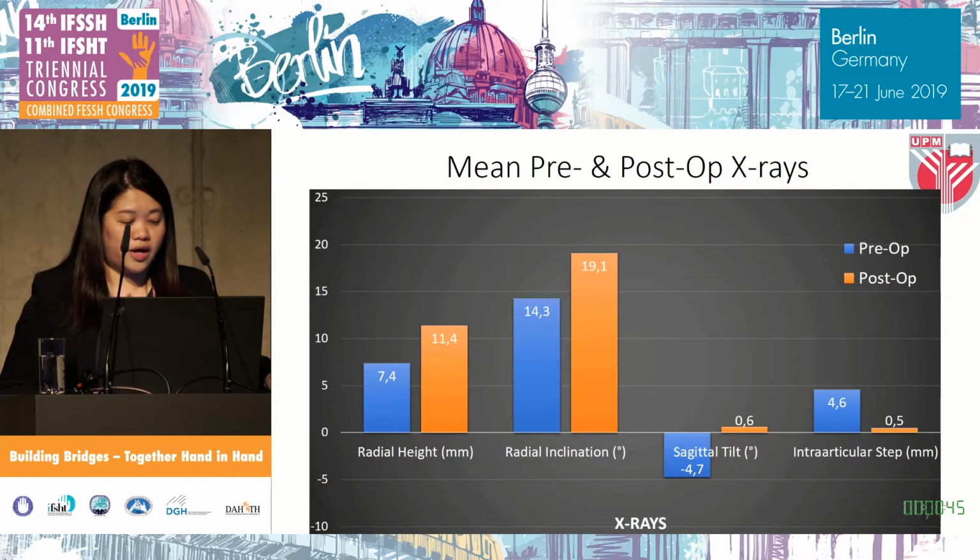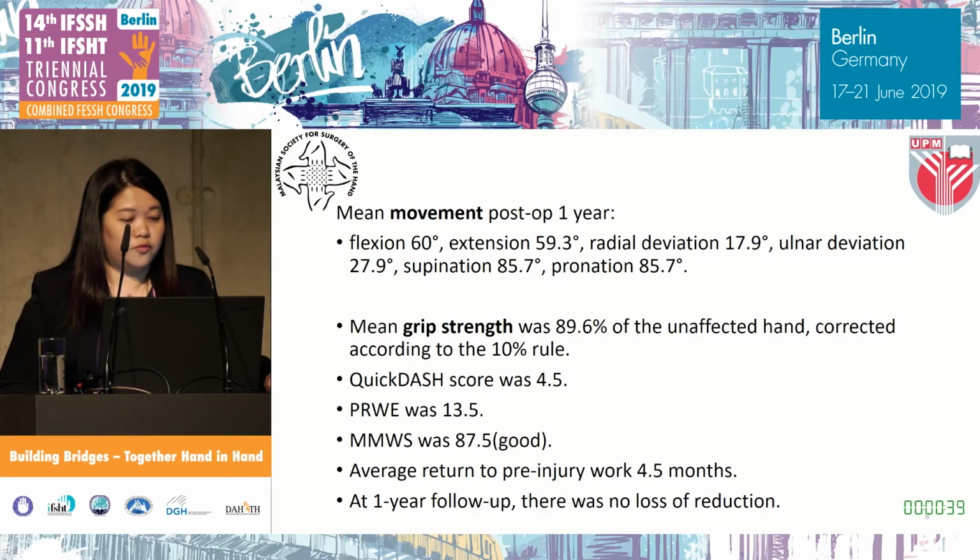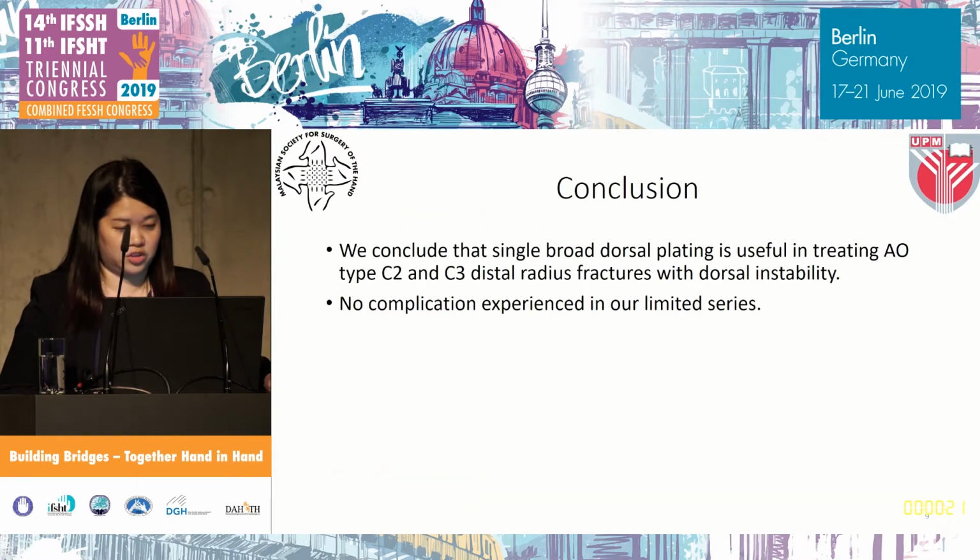X-ray wise, we were able to correct the alignment to the acceptable range. For the movement at 1 year, they were good, and the grip strength was 89.6% of the unaffected hand, correct to the 10% rule. All the scores were good, and average return to pre-injury work time was about 4.5 months, and at 1 year follow-up, there was no loss of reduction.